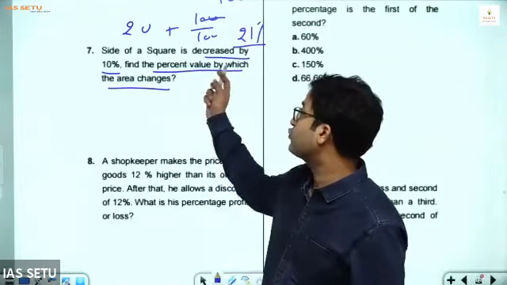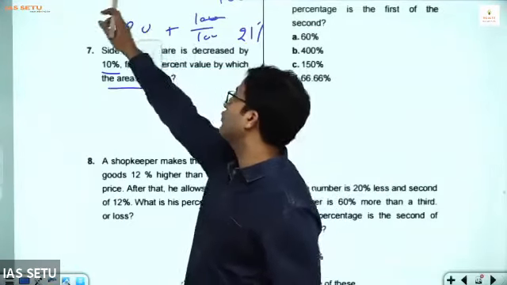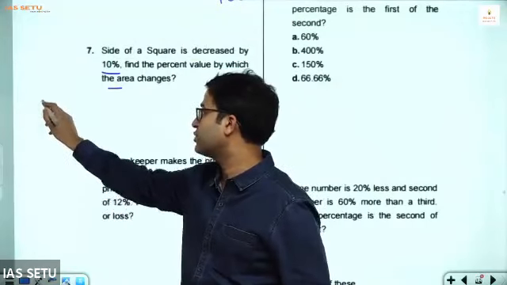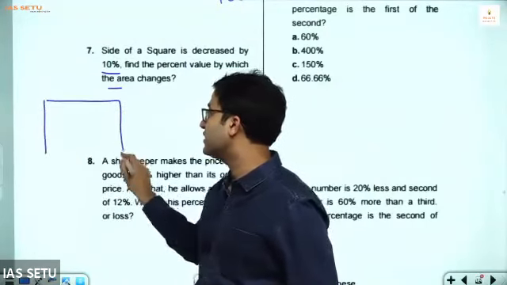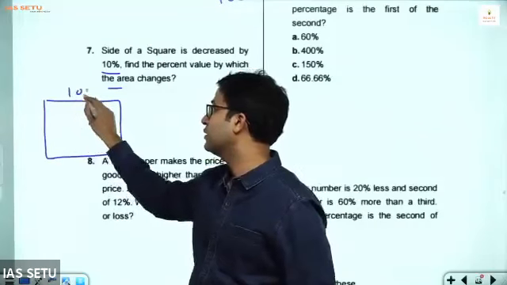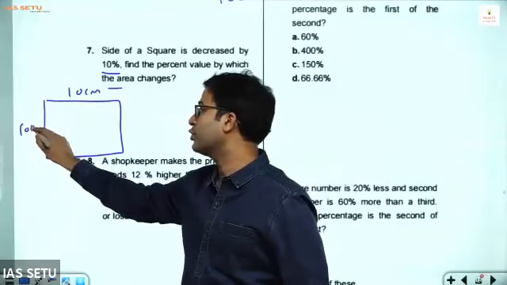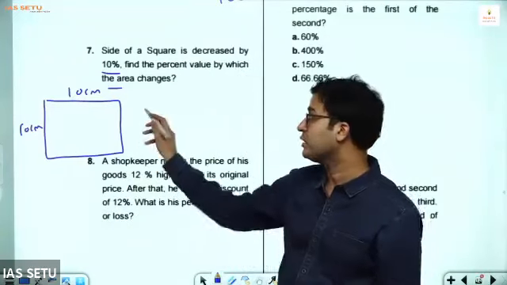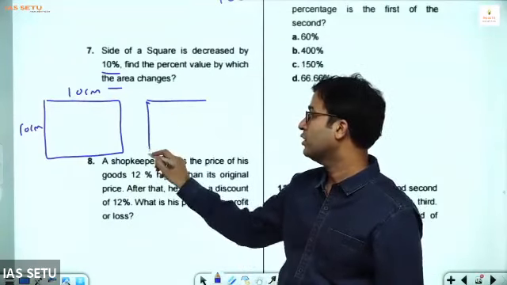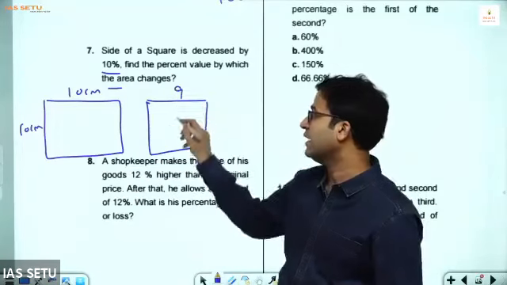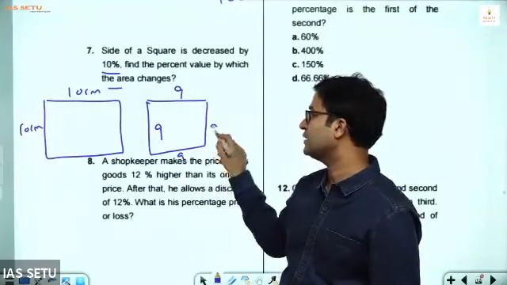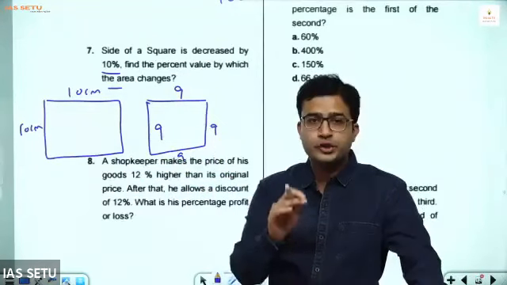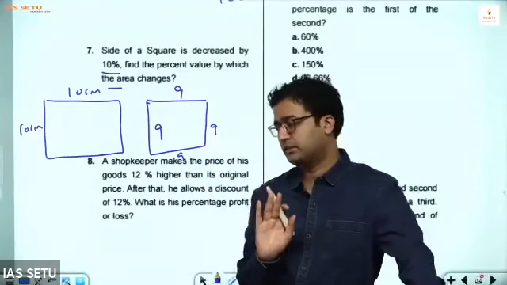See, side of a square decreased by 10% means all the sides. So for example, earlier we have a square which is 10 centimeter by 10 centimeter. So now side of the square is reduced by 10%. What is 10% of 10 centimeter? 1 centimeter. So we will have a new square here having side 9 centimeter, 9 centimeter, 9 centimeter, 9 centimeter. Side of a square reduced by 10% means all the sides.